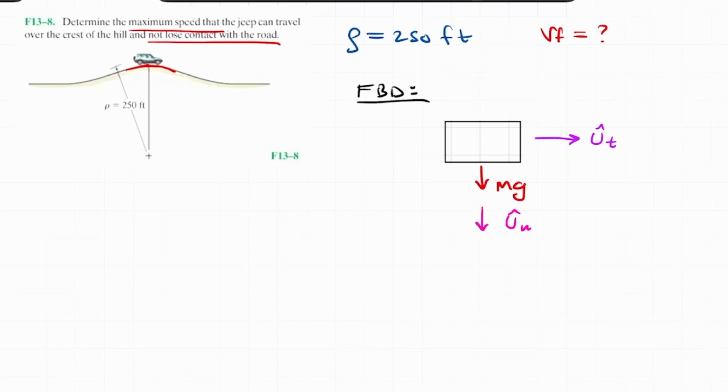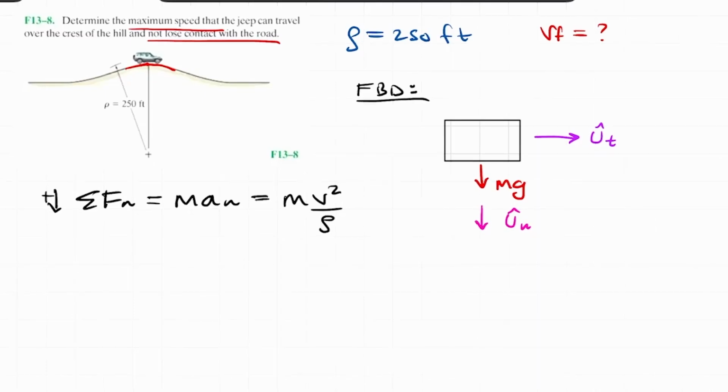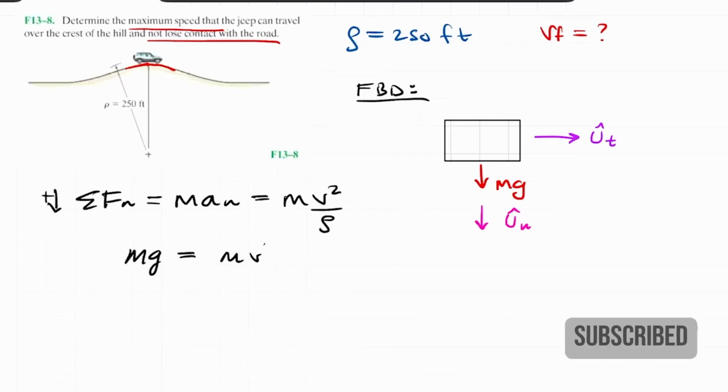So then this problem is almost done. We'll do summation of forces in the normal direction equals mass times acceleration normal, or equals mass times velocity squared divided by rho. Once again, notice we don't need most of this information because some of those terms will be canceling out. So the only force that we have in the normal direction is weight, so mass times gravity equals mass times v squared divided by rho. Notice the masses will cancel out.